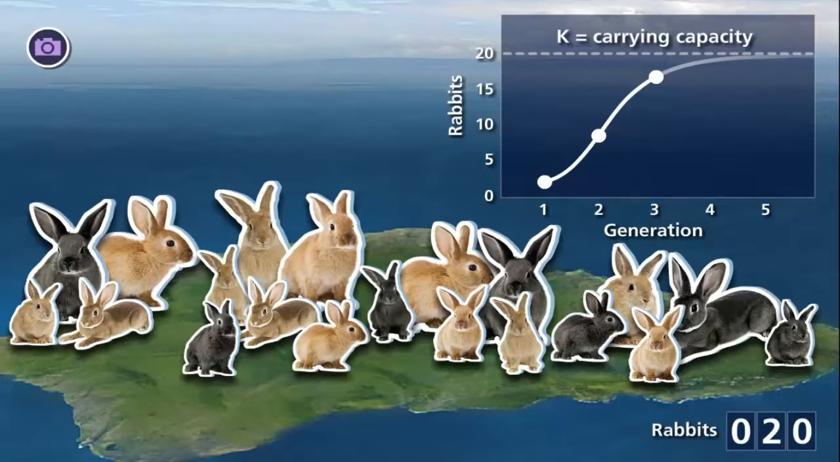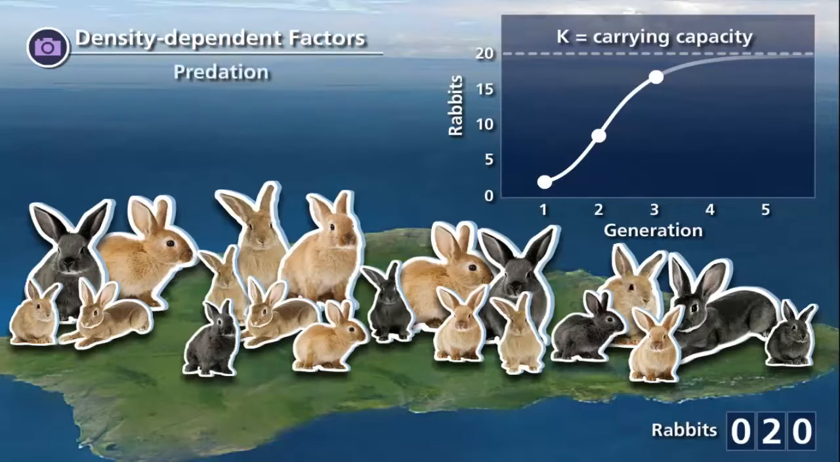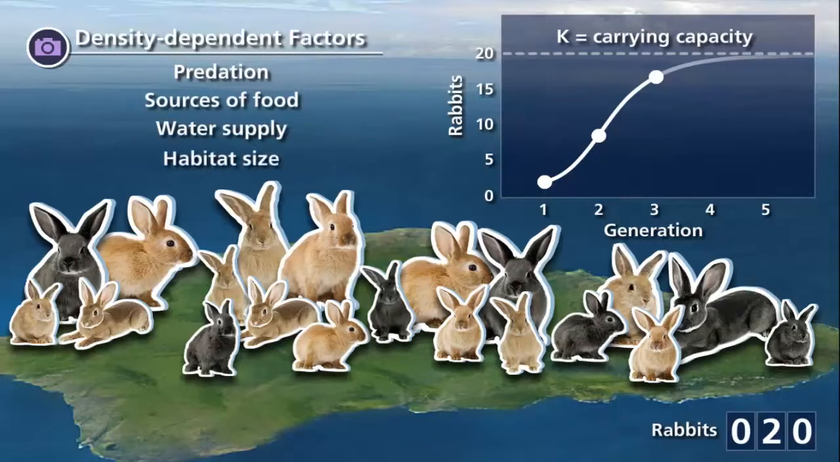Carrying capacity is an example of a density-dependent limit on growth. A density-dependent factor is a condition whose influence depends on the size of a population. It can be biotic factors, such as predation or sources of food, or abiotic, such as water supplies or habitat size. As a population approaches the carrying capacity, either the birth rate decreases or the death rate increases, or both occur.